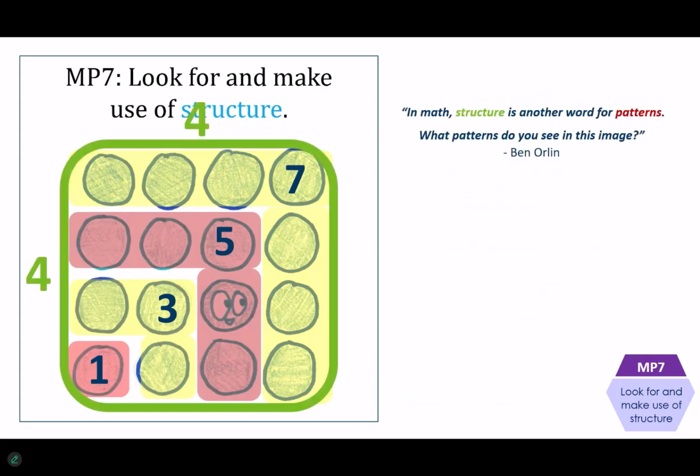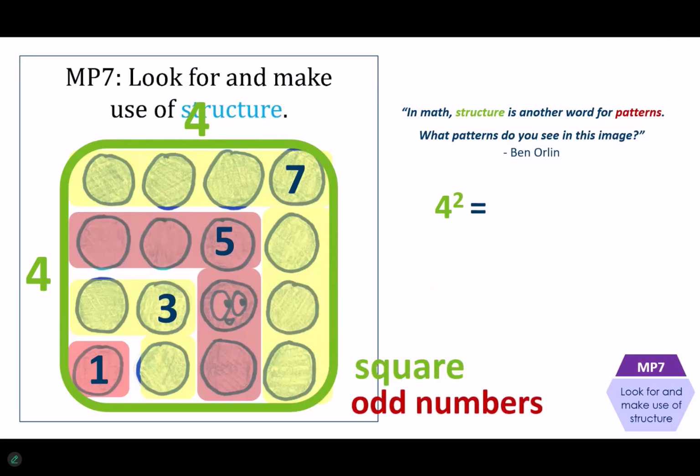And so when we put those things together, we have a square of 4x4, we can find the area of that, and that's 4 squared. Or if we looked at the odd numbers that people saw, we could sum those up and add up 1 plus 3 plus 5 plus 7.